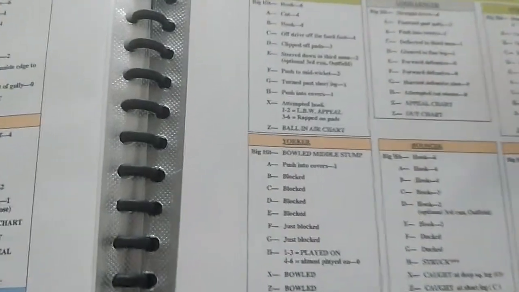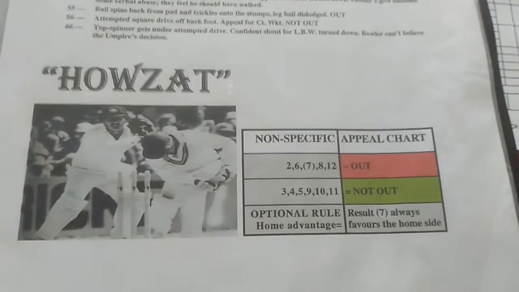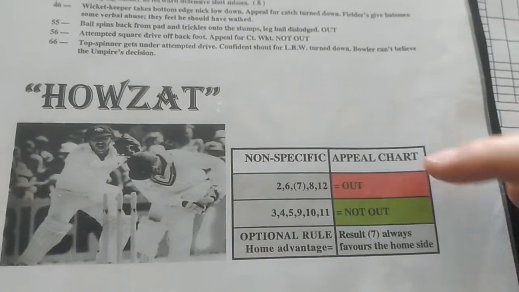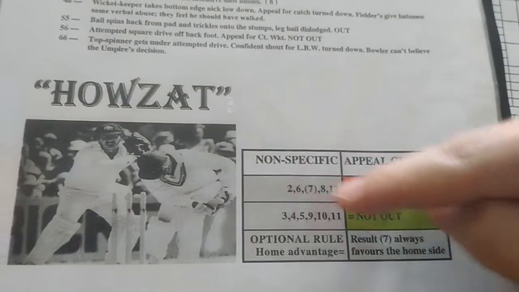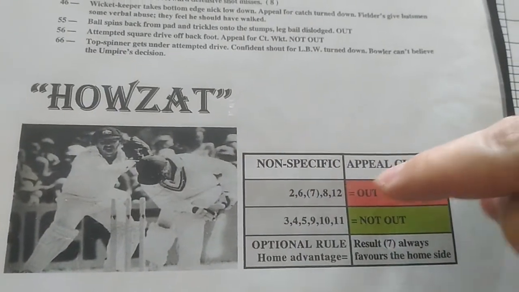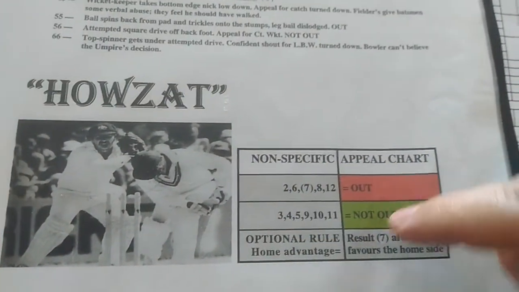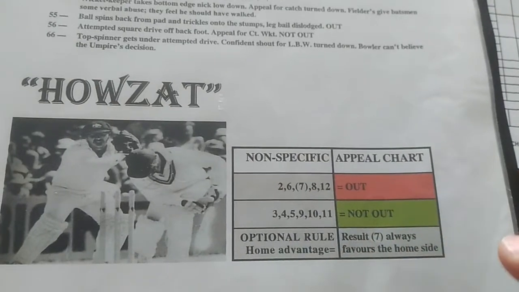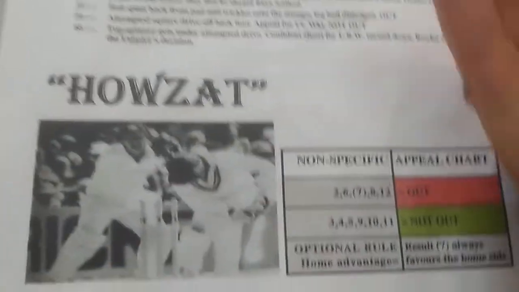Now, how do we know if that is out or not? We go to the non-specific appeal chart and we roll 2 dice. And this will tell you whether it's out or not. If you roll one of these numbers, it's out. If you roll one of these numbers, it's not out. And then there's also an optional rule for a home side advantage. So let's roll a couple here.